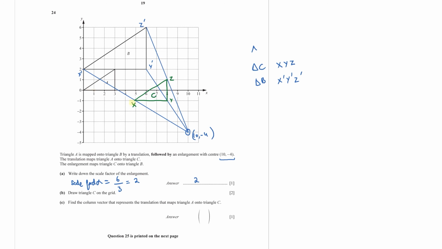And we know the distance between x and y is 3 because of this. And this distance is 2. So this distance is 2. So A is translated onto C and then enlarged onto B.